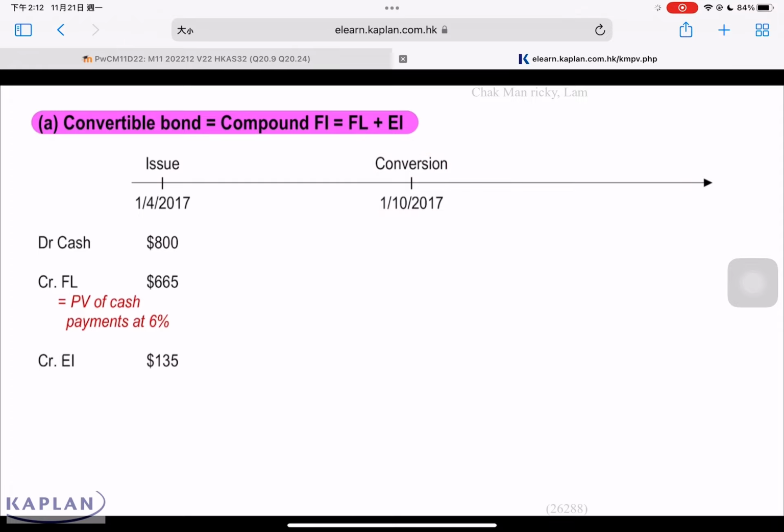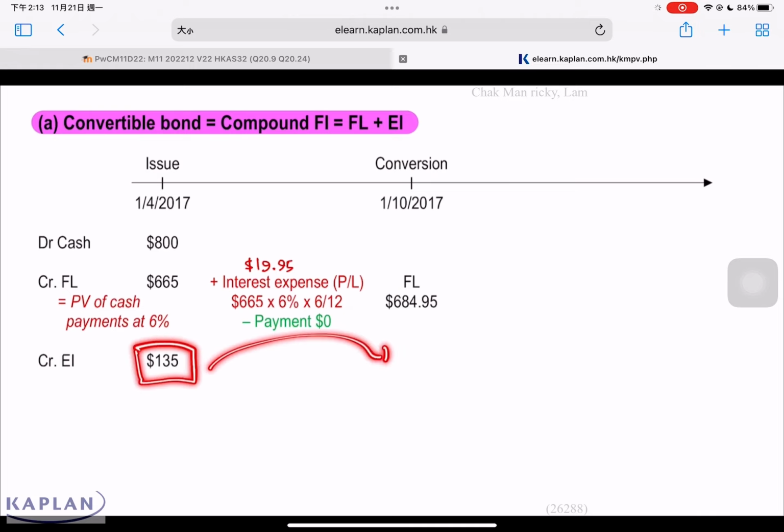Accordingly, the convertible bond must be accounted for with interest to profit and loss at 6%, 665 multiplied by 6% for 6 months, which is 19.95. And the interest is not paid at the date of the conversion. Liability at 1st October 2017 before the conversion, including the interest component, will be equal to 684.95. Equity, we do not remeasure. But financial liability, we need to remeasure at amortized cost. Hence, equity will remain at 135.